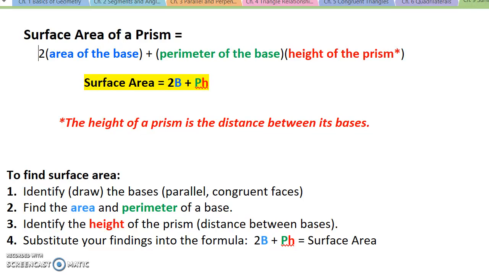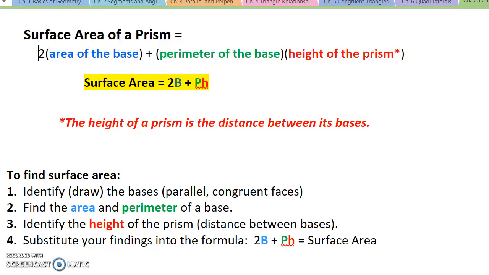Good afternoon. Today we'll find the surface area of any prism. You can see the formula right there: 2 times the area of the base plus the perimeter of the base times the height of the prism. The height is the distance between the bases. And remember, the surfaces that are bases are parallel and congruent. So be sure you pick the right surface for its base.